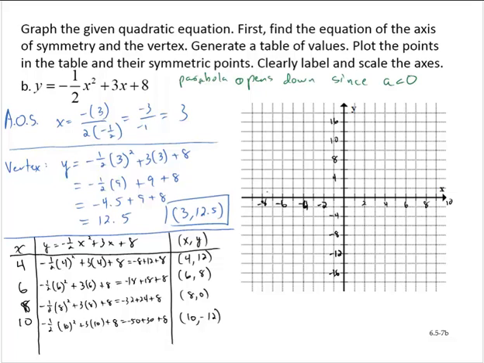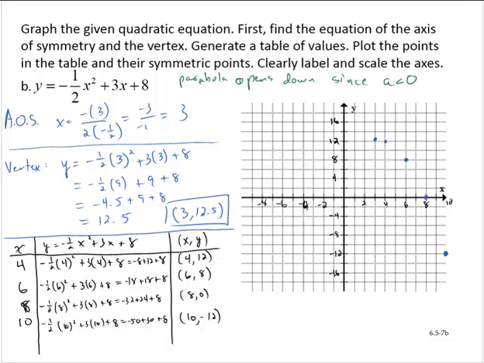All right, let's plot what we know. The vertex is at, I'm sorry, positive 3, 12.5. I messed up my scale there. 4, 8, this is 12, and this is 16. All right, let's try this again. 3, 12.5 would be about here. And let's see, I have 4, 12, 6, 8, 8, 0, 10, negative 12.